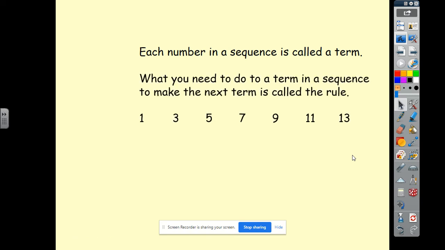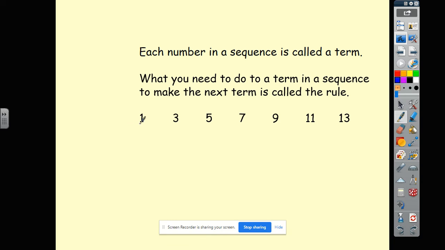Okay, so we're looking at these numbers here. Now, each one of these is a term in our sequence. Now, what we're going to have a look at is what we call a term-to-term rule. So we're going from one term to the next term. So what have we done here to go from this term to this term here? Hopefully you've spotted that we've added 2. So what about here? We've added 2. So every time we're adding 2, we call this term-to-term rule add 2.